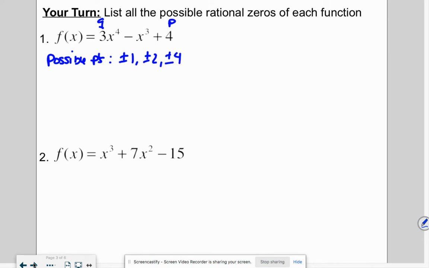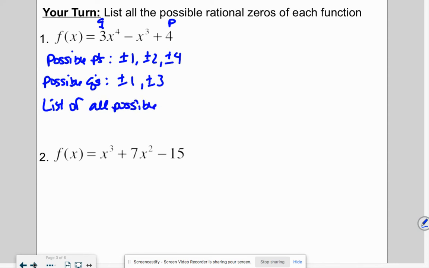All right? And then the possible q's. So plus and minus 1, sorry, I wrote the number symbol for some reason. Plus and minus 1 and plus and minus 3. And so now the list of all possible rational zeros is p over q. So all the factors of p over all the factors of q.